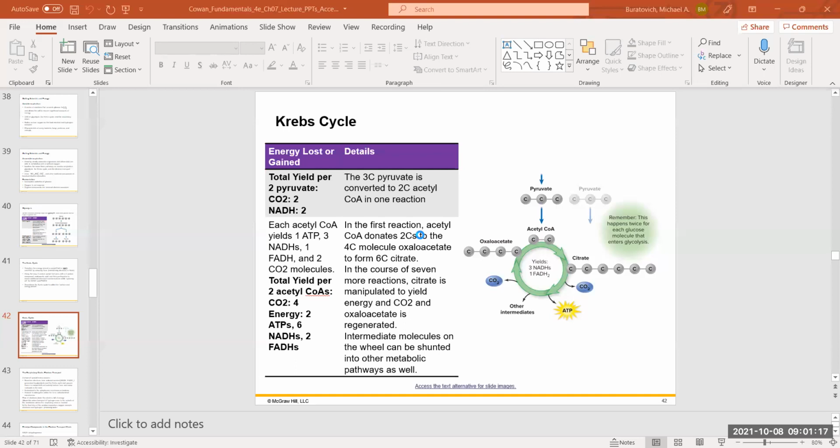You have succinate, that's an organic acid. Lactate, that's an organic acid. Formate, that's an organic acid. And acetate, that's an organic acid. 1, 2, 3, 4 organic acids. What's that going to do to the pH of the medium? It's going to lower it.